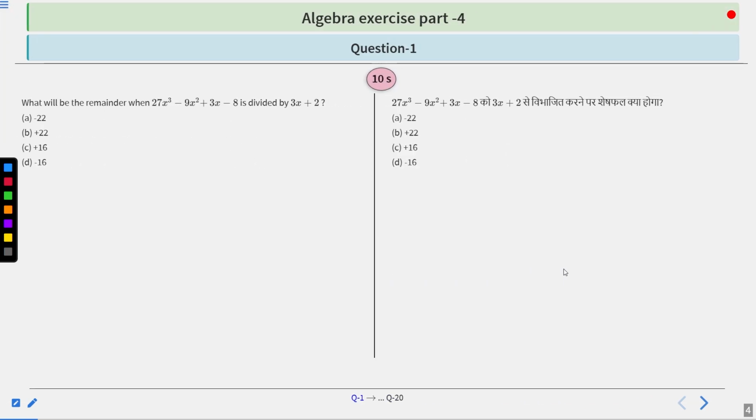Now, what will be the remainder when 27x cubed minus 9x square plus 3x minus 8 is divided by 3x plus 2? And options are option A minus 22, option B plus 22, option C plus 16, and option D minus 6. These are the options. And I'm giving you 10 seconds to find out the correct answer.